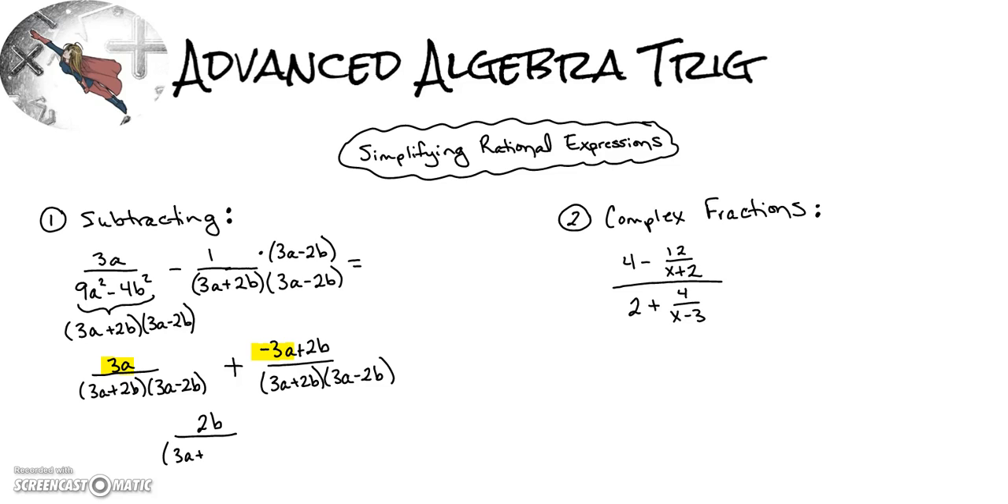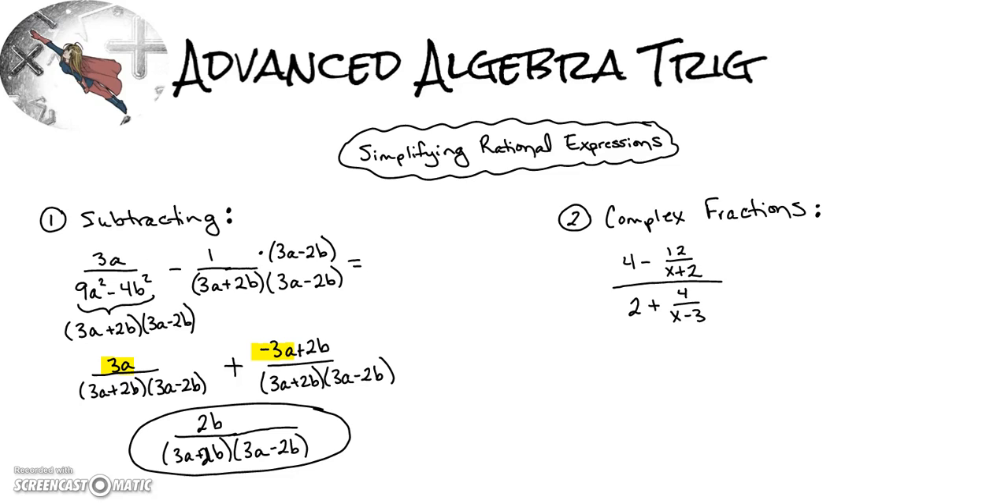Then I can rewrite my common denominator. You do not have to FOIL the denominators together. You can just leave it separated: 3a plus 2b, 3a minus 2b. And then that can just be your final answer, just like that.